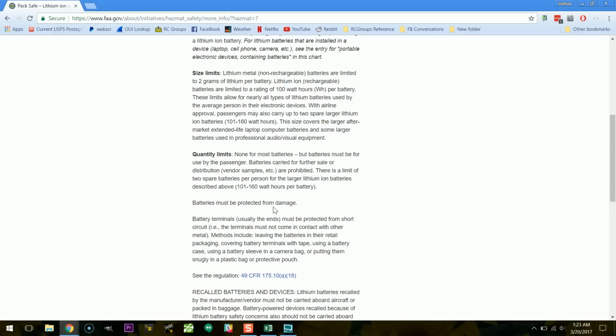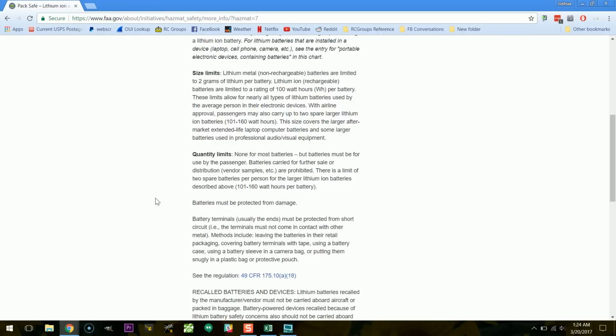The batteries must be protected from damage. This is open to interpretation. I carry my batteries in a soft-sided case. In this case, they're being carried inside the LiPo quad guard, and I consider that to be protected from damage. The exact meaning of this depends on who you get and on what day you get it. I've never had this be a problem. The worst that's ever happened to me going through security is that they swab them to see if they're explosive, but usually they just look at them and they pass them through.